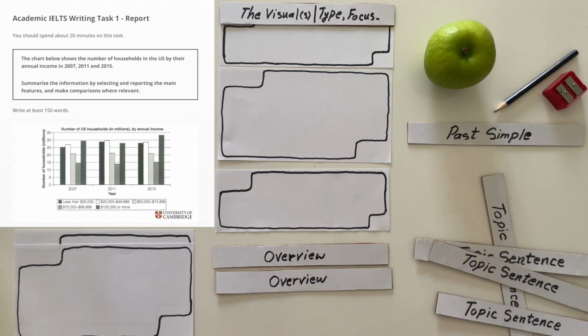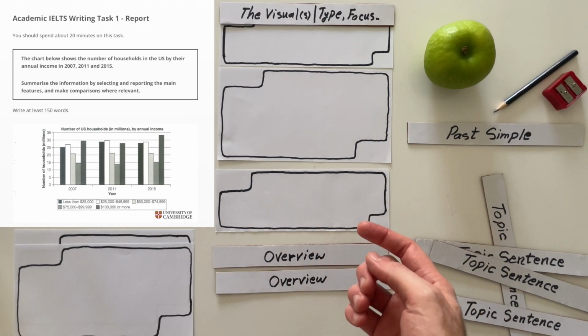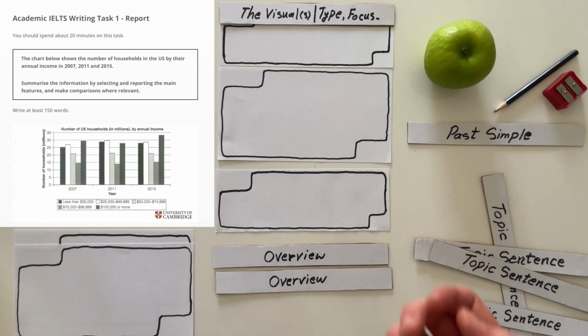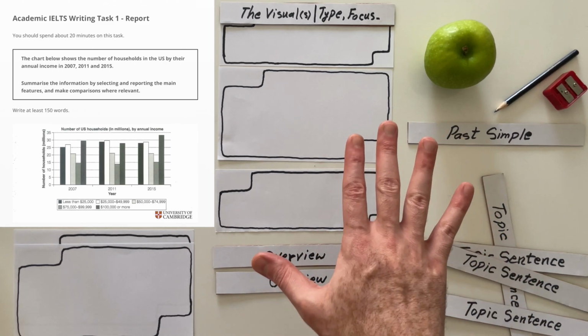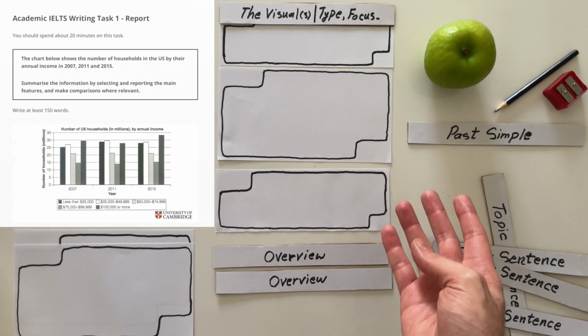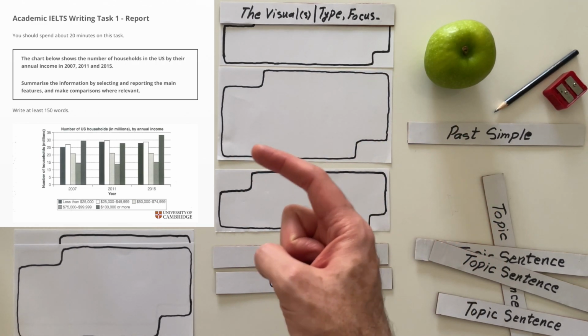Let's look at the visual to come up with a strategy and some overviews. Strategy number one. Kasra, let's devote one paragraph to each year: 2007, 2011, 2015, and then we write a conclusion. Does that sound good to you? No. Why not? That strategy would work in other graphs, but not this one.